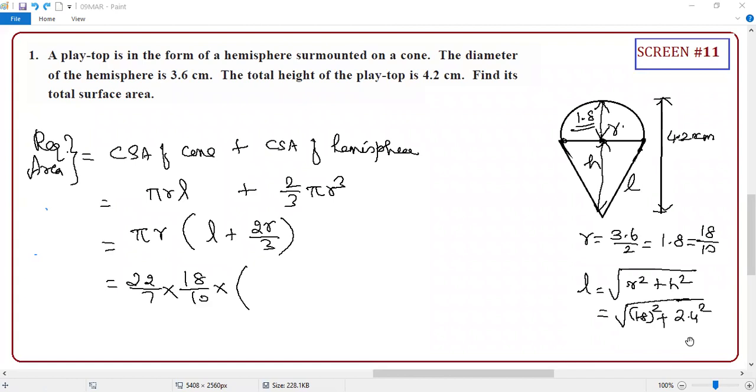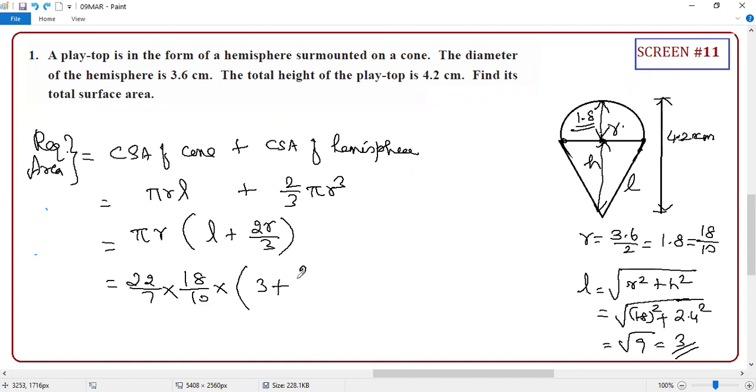Guys, we know very well, the answer is root 9, you will get 3. So 3 plus... Sir, how come? Guys, do it. Do you know 1.8 squared and 2.4 squared? Add both, you will get 9. Correct or not?